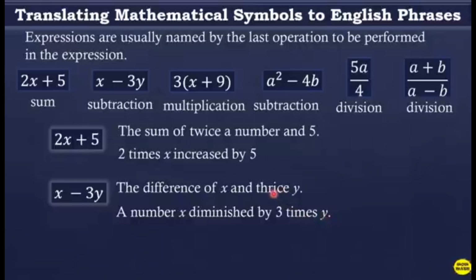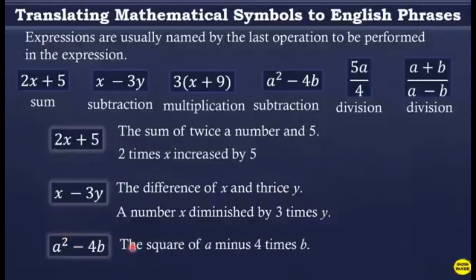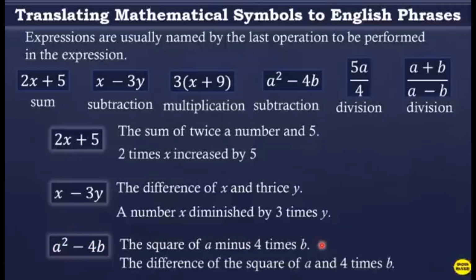Next, we have a squared minus 4b. How are we going to translate this statement? So we have the square. In translating, we can say the square of a minus 4 times b. Now, how about another way of translating? We can also say, since it is subtraction, the difference of the square of a and 4 times b. So there you have it.